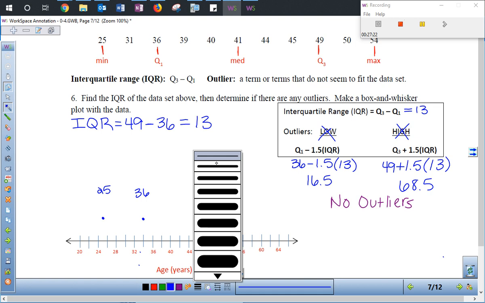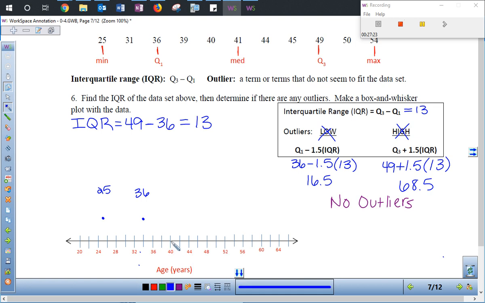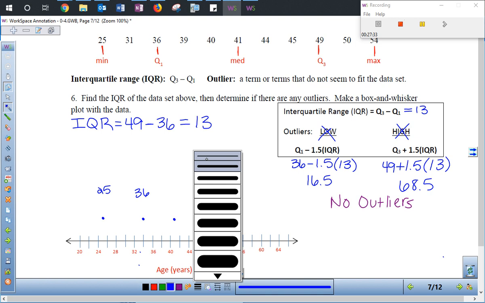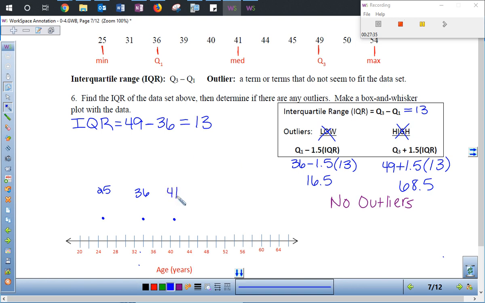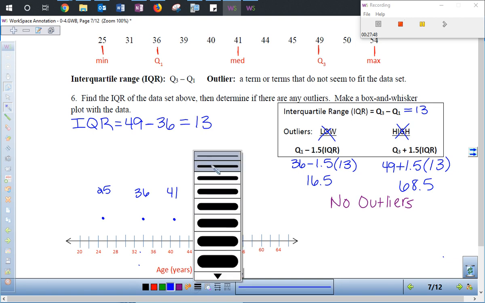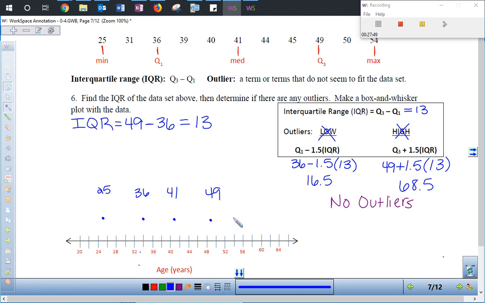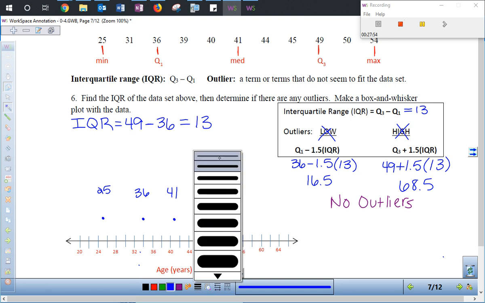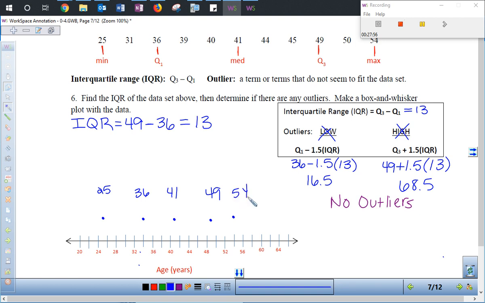And then same thing for 41. Halfway between 40 and 42 is 41. Come above it, put a point, label it. Then 49. Label it. And finally 54. And label it. So when you're done, it should look like this.